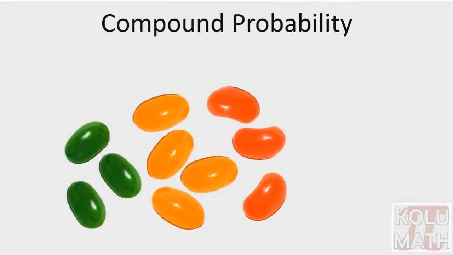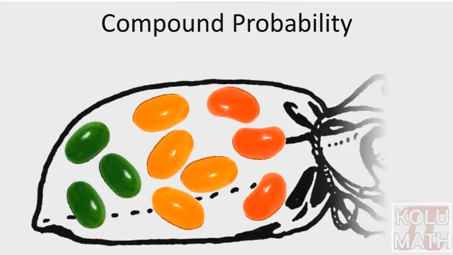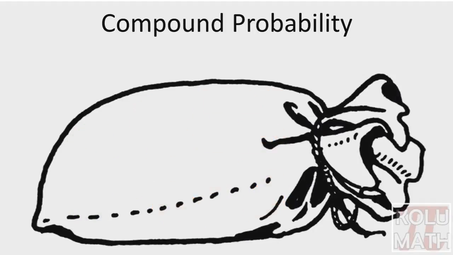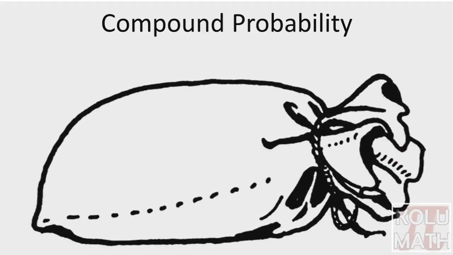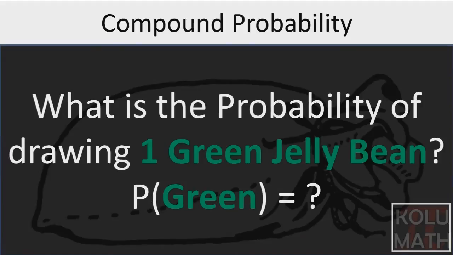Okay, so let's start with our candy beans over here. And let's put them in a sack. Shake it up really good. And let's do kind of a simple warm-up problem here to get you going. Let's find out what the probability is of drawing one green jelly bean. Okay, pretty simple.